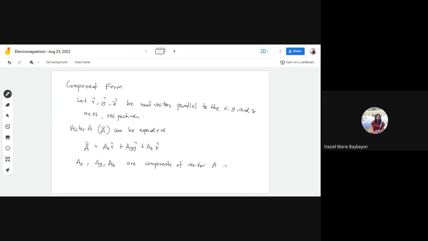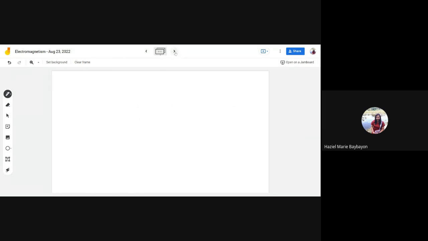Now, geometrically, the components are the projections of A along the three coordinate axes. We have learned that the x component is its projection along the x-axis. The y component is its projection along the y-axis. Tapos, nadugangan lang ng z component. So, if it is a three-dimensional vector, then it has a z component. This is the projection of the vector A along the z-axis. Okay? So we can now reformulate our vector operations.